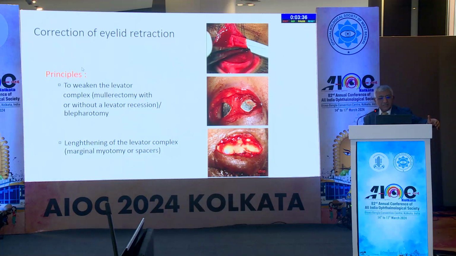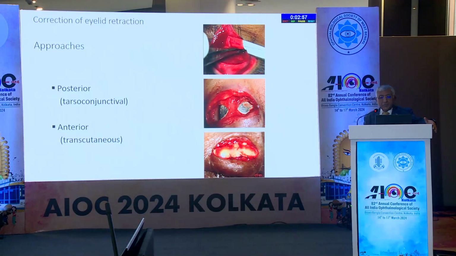So essential principles are weakening of the levator complex, where you can excise the Miller's, which is lifting up the eyelid, and you may need to combine it with levator weakening or giving an incision through the eyelid, or blepharotomy. The other principle is that you lengthen the levator itself. You don't just recess because that often tends to reverse back. So you need to lengthen it by putting in a spacer as well, or you can just do myotomy at both the ends in order to get a recession or lengthening.